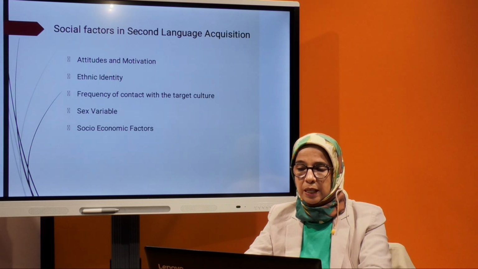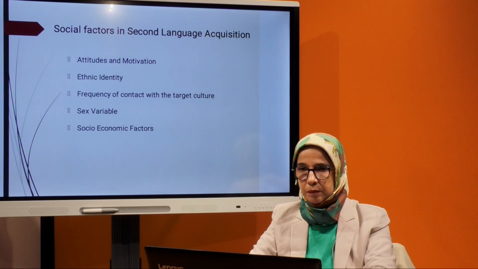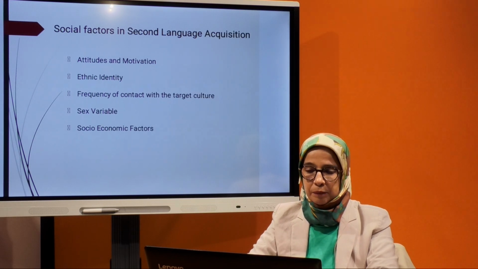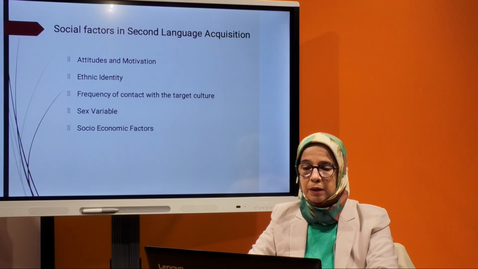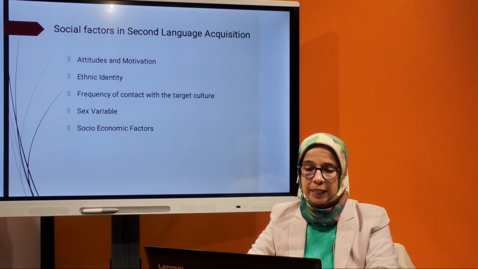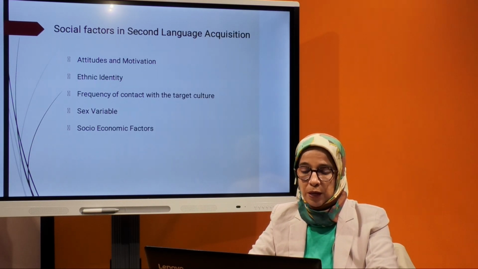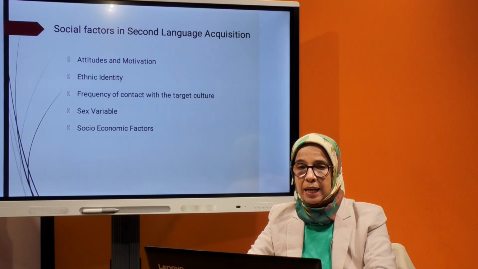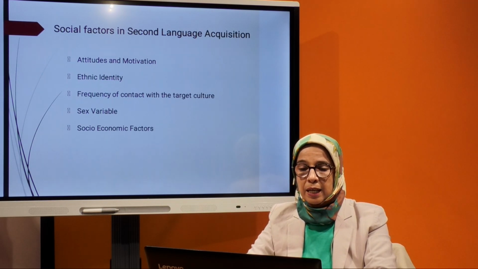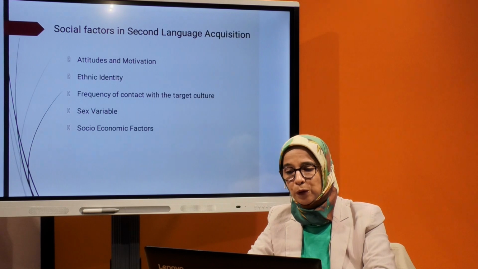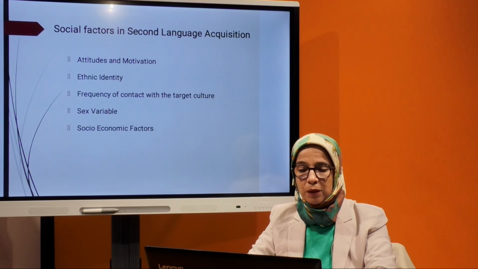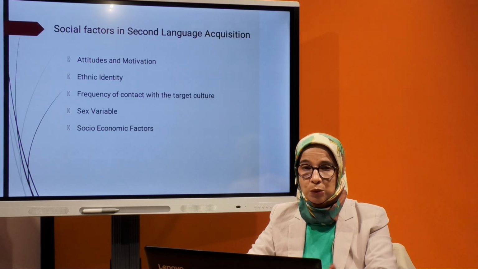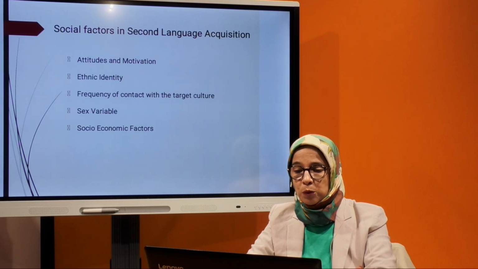So this criteria has incited researchers. As we have said, it is generally believed among first language researchers that sex variables or sex differences really exist in learning or acquiring a language. So this criteria has incited researchers in the field of SLA to see the extent to which girls and boys vary in second language performance. The findings, however, seem to be inconclusive.